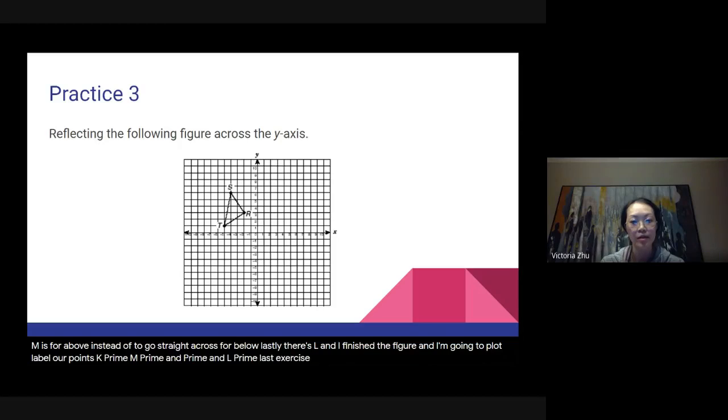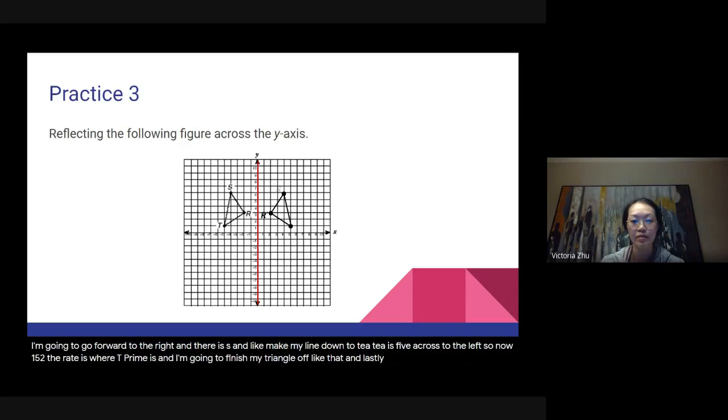Here's our last exercise, and go ahead and pause the video. So this time we're going to reflect across the y-axis, so let's mark that. I'm going to start with R. R is 2 to the left, so now we're going to go 2 to the right of the y-axis and plot down R prime. I'm going to trace my line and go to S. S is going to be 4 to the left, so I'm going to go 4 to the right, and there is S prime. And I'm going to make my line down to T. T is 5 across to the left, so now 5 to the right is where T prime is, and I'm going to finish my triangle off like that.